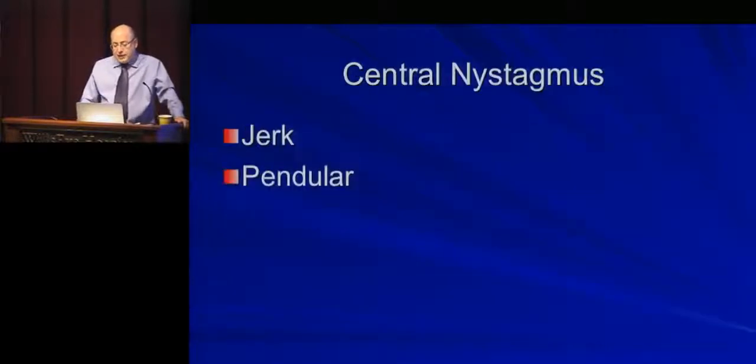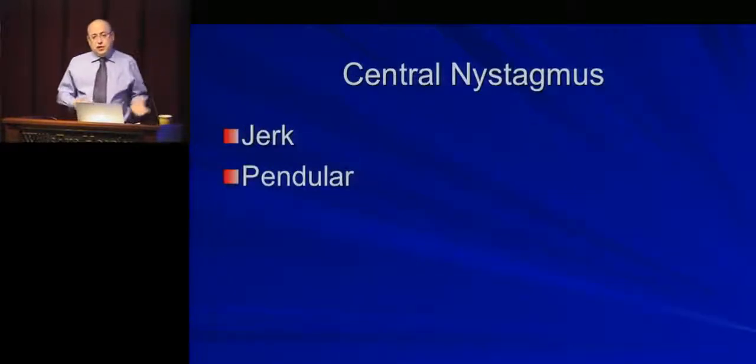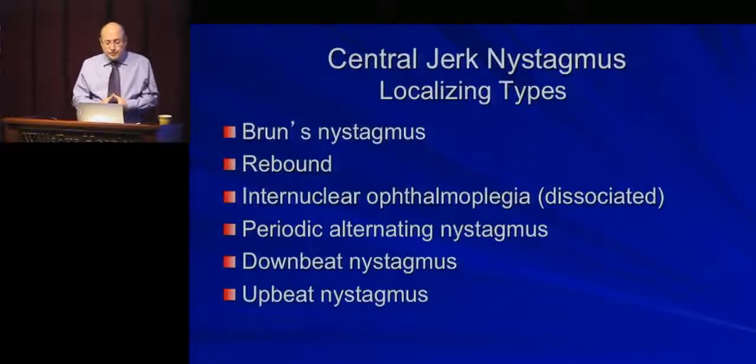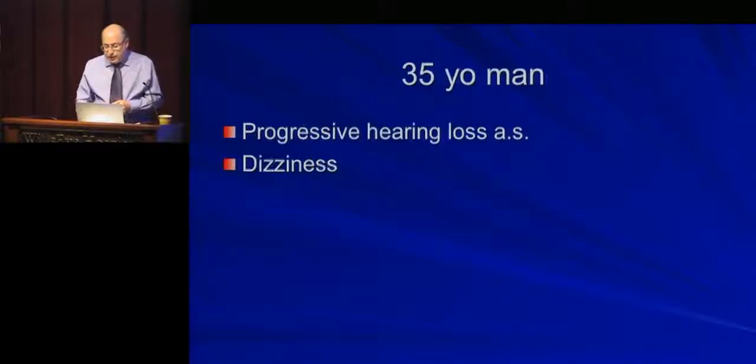So we're going to talk about central nystagmus, first the jerk varieties and then the pendular varieties, and try to say which kinds localize to where in the brain. So here are the localizing types of jerk nystagmus, and we'll go through all of them. Here's a 35-year-old man with progressive hearing loss in the left ear as well as dizziness.